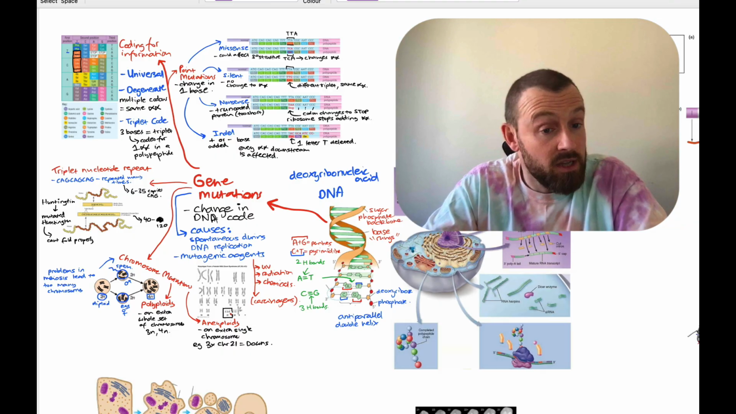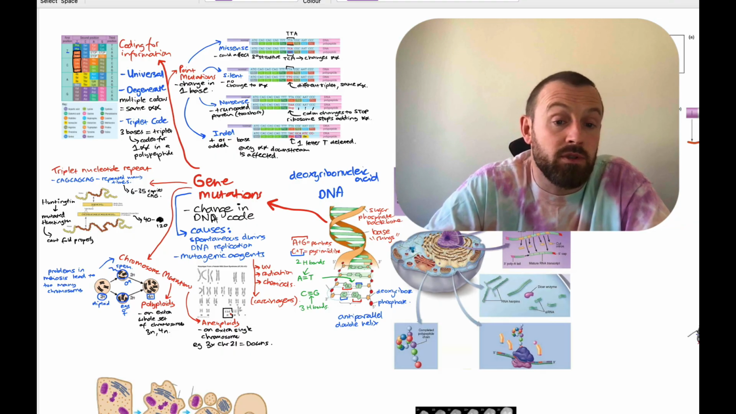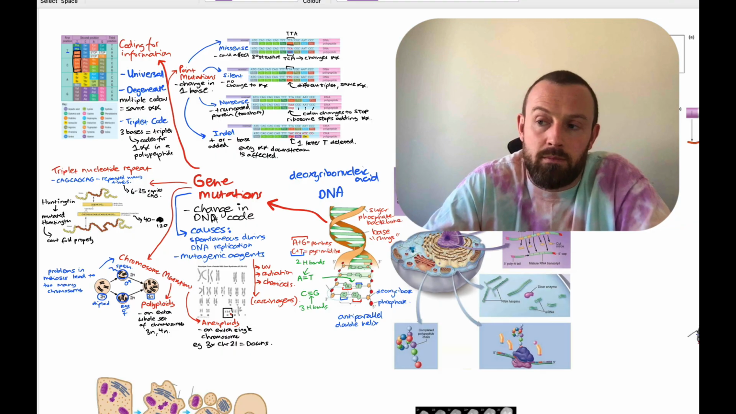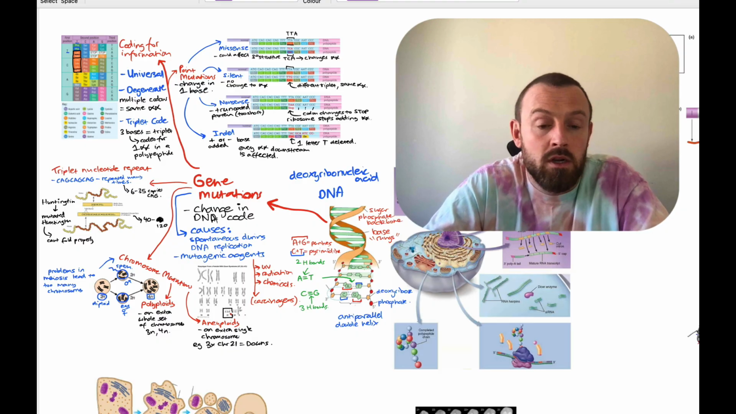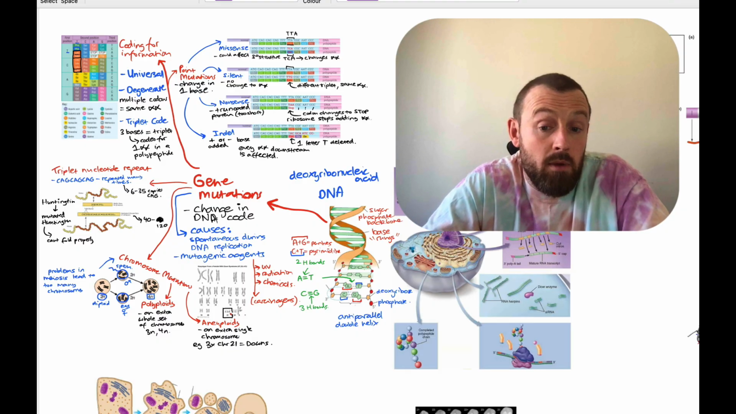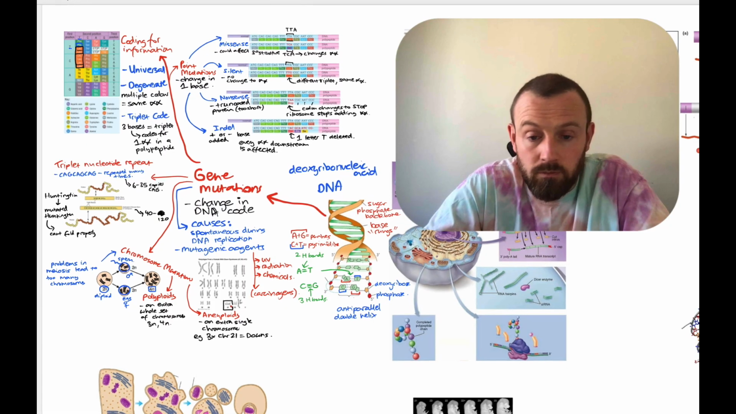In some cases, a mutation is beneficial. So evolution works by mutation. A mutation in a protein might make it slightly better at doing something, and that might be a beneficial mutation.